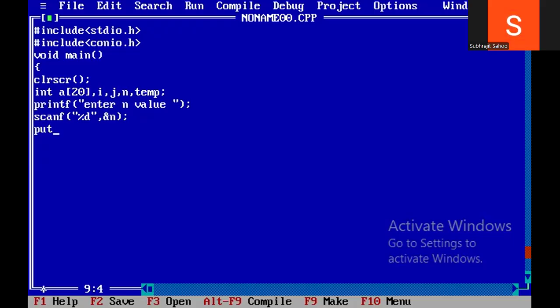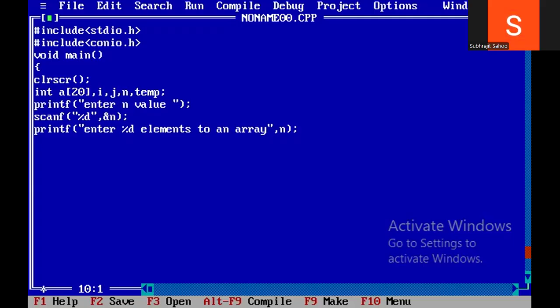printf enter percent d elements to an array, right? Comma n. So what is your n value? That n value will be replaced in that percent d. N value 5 means percent d, in the place of percent d, 5 will come on the black screen. Enter 5 elements. So n value 6 means enter 6 elements. Like this it will come.